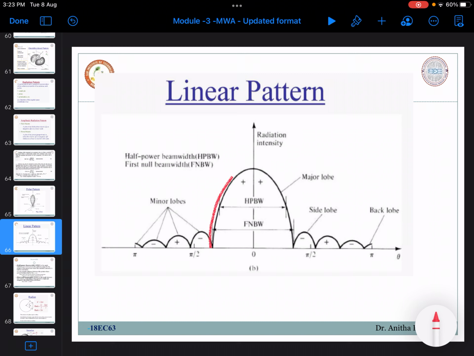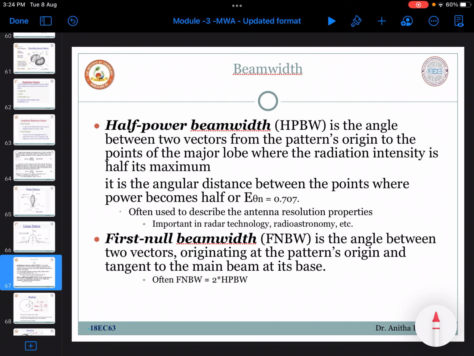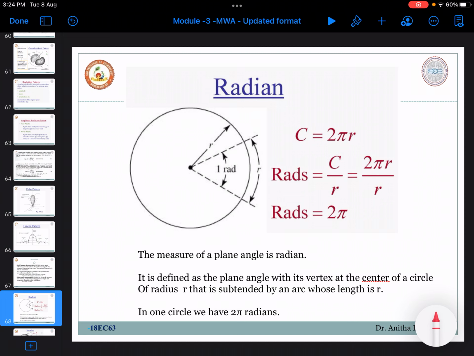So this is the replica, as you know this is the horizon, a replica of that you can observe. Half power beam width is where power becomes half, first null beam width is where the radiation becomes 0 the first time, and these are the side lobes, minor lobes. This is known as the major lobe, where radiation intensity is maximum, and the last one exactly opposite to the major lobe is the back lobe. Half power beam width and first null beam width I have already told, and the relation also.